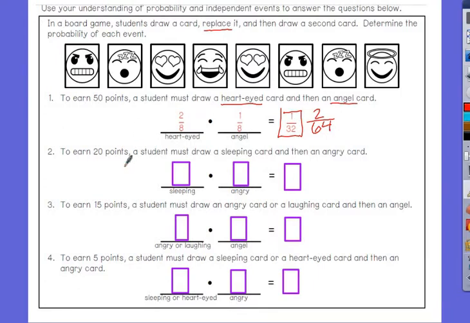All right, let's look at number 2. It says to earn 20 points, a student must draw a sleepy card, then an angry. So what is the probability of drawing a sleepy? 2 out of 8. Okay, I'm putting that card that I drew back in the stack. Now what is the probability of drawing angry? 2 out of 8. So now I can multiply that. 2 times 2 is 4. 8 times 8, 64. Can that simplify? Yes. 1/16. 1/16 is my probability.